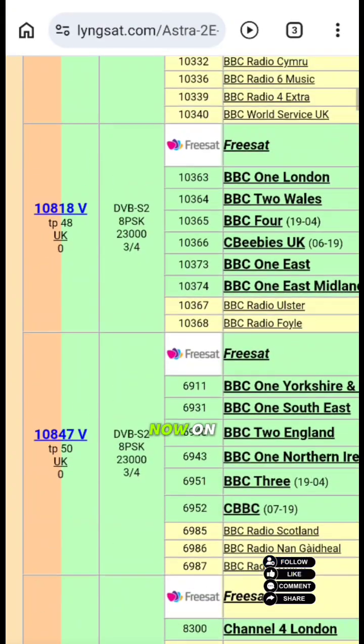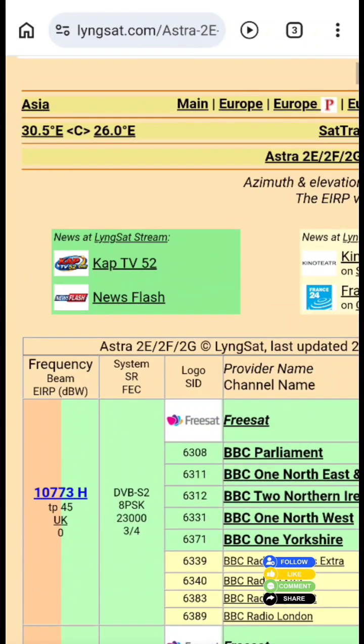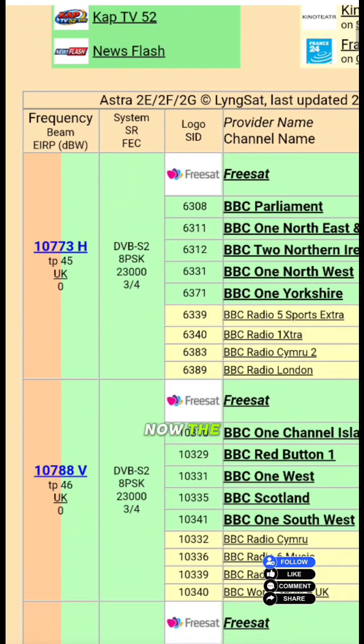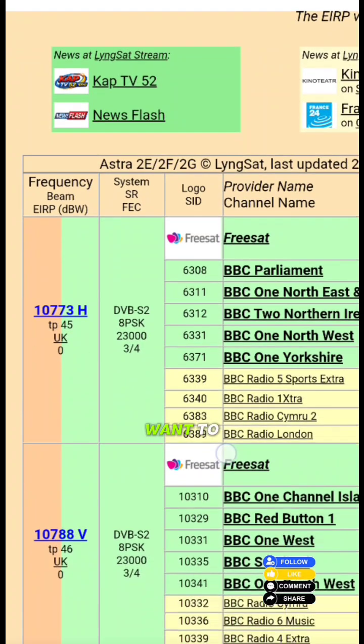Okay, now in this lesson or tutorial, we are using LyngSat as an example. So I have entered the LyngSat page now. You enter it by typing www.lyngsat.com. For the sake of this video, I want to use the position 28.2. So we want to look up the position of Multi-TV Ghana. Okay, so that is where we want to look.